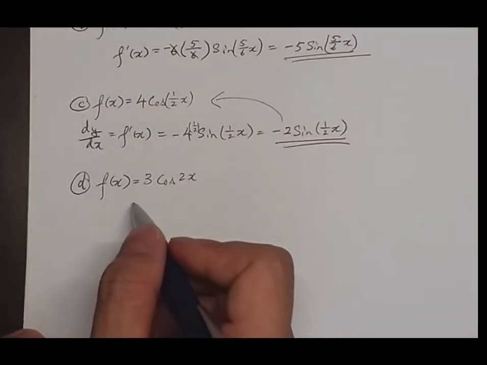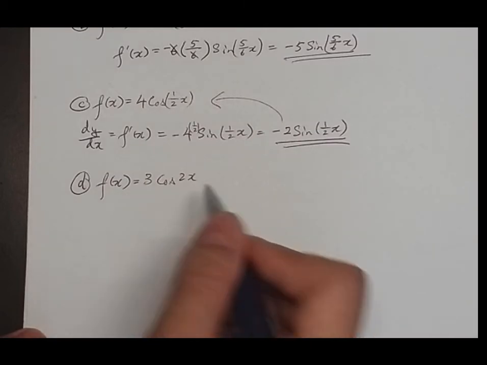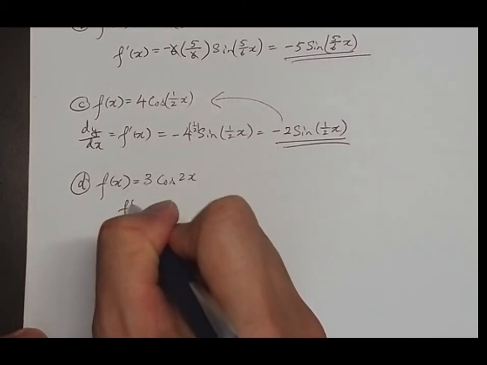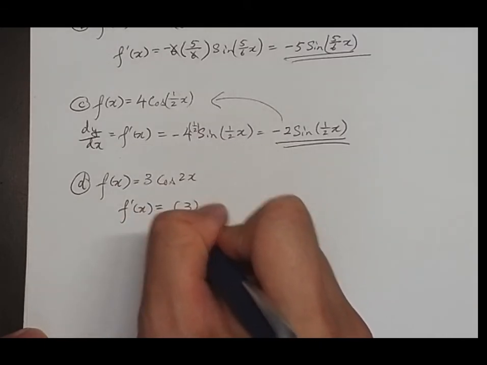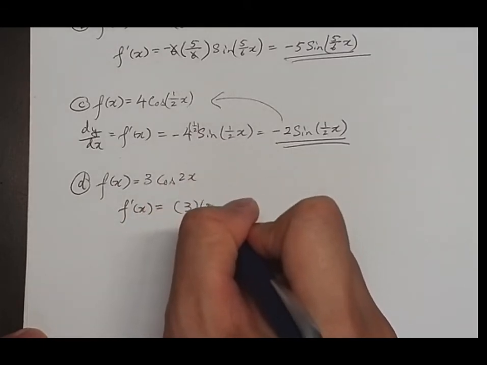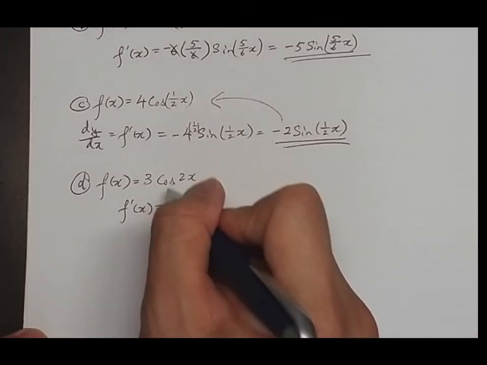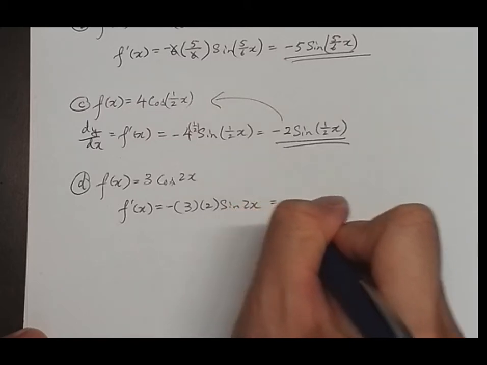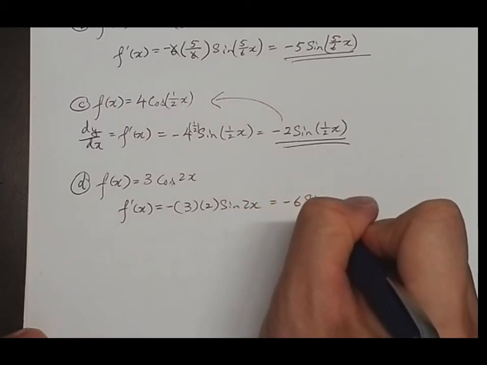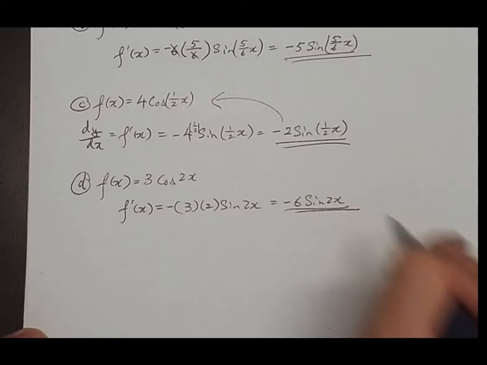And d part here, f(x) equals 3 cosine 2x. So f'(x) is equal to, we keep this 3 and this 2 comes out, so it's multiplied by 2 and cosine turns into minus sine 2x. So we get minus 6 sine 2x here.